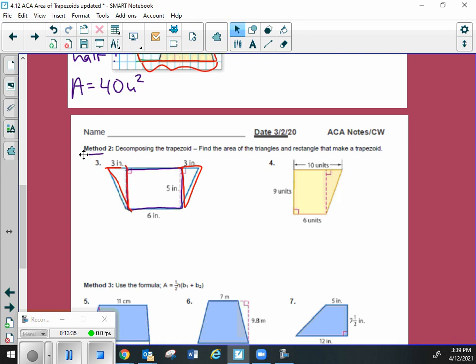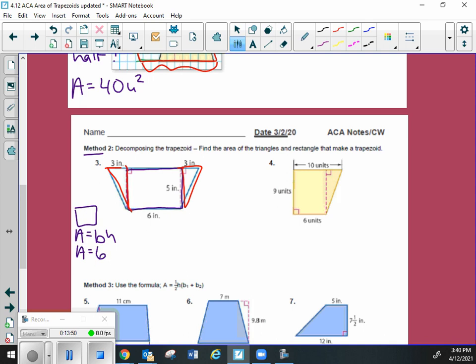Okay, so let's start with a rectangle. What's the formula for a rectangle? A equals B times H. Okay, substitute in our values. The base of that rectangle is 6. Thank you, Daniel. And our height of that rectangle is 5. So therefore, the area would be 30. Again, is that the whole thing or just part of it? Just part of it.